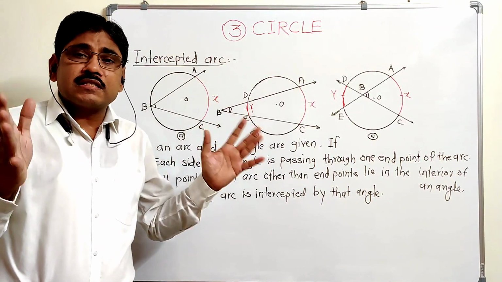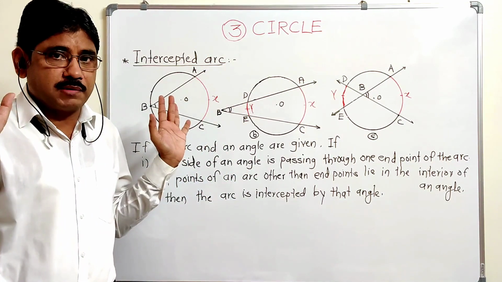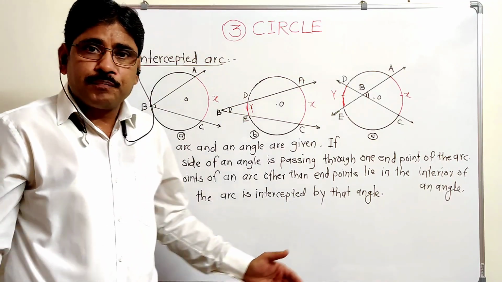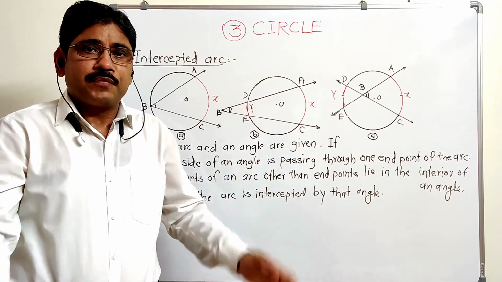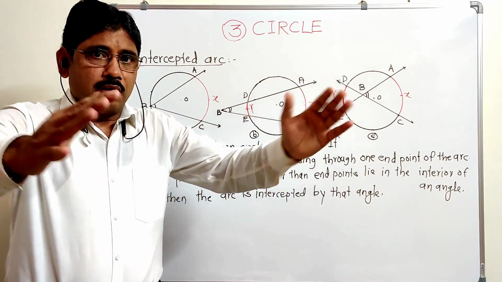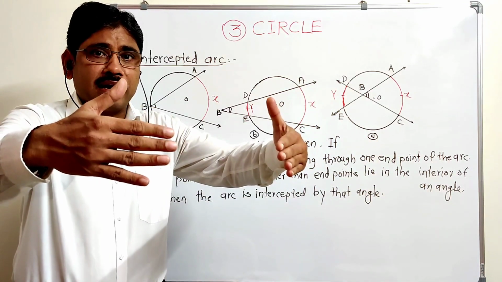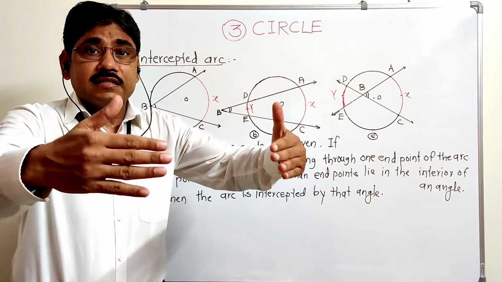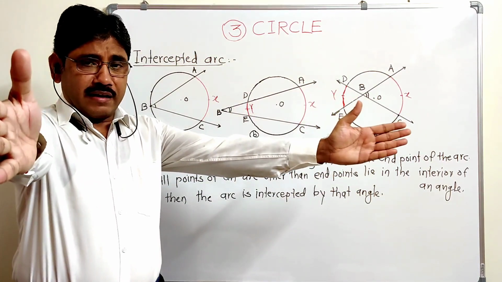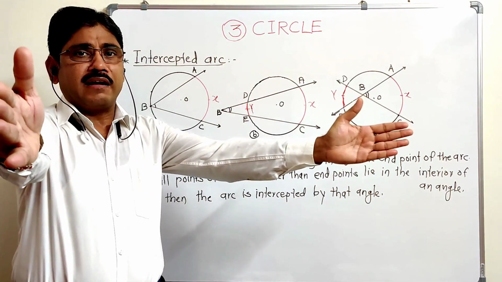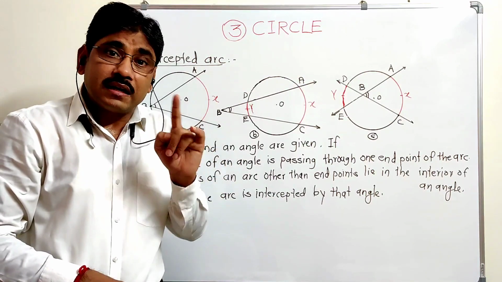So in simple language, if you want to remember what is meant by inscribed angle and intercepted arc: for the inscribed angle, we saw an arc and an angle in between. Simply remember: if the arc has taken the angle in its arms, then the angle is inscribed in the arc. And the second thing, if the angle has taken the arc in its arms, then we can say the arc is intercepted by that angle.